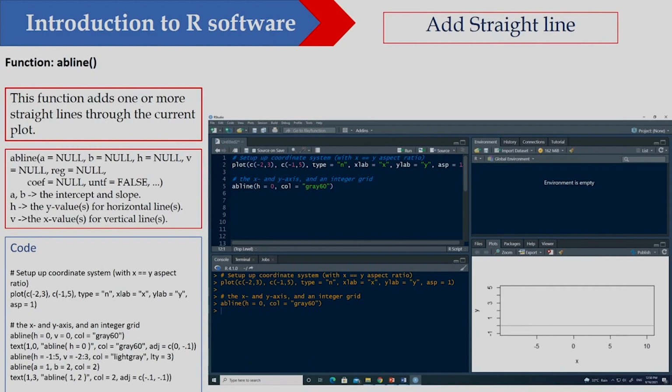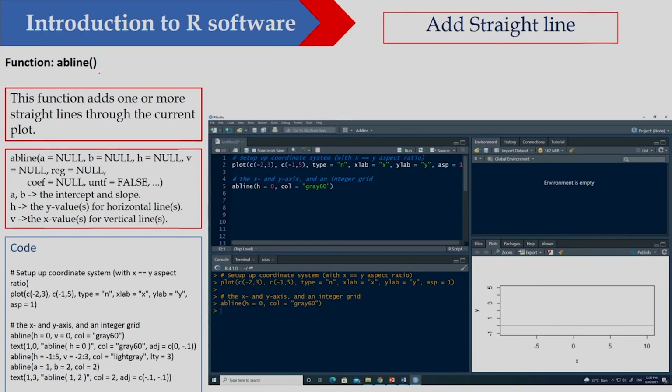In R there is another function called abline. abline is an inbuilt function, and I can use it to draw a particular line. Suppose I would like to draw a horizontal line, a vertical line, or a line y equal to mx plus c. So, if I would like to draw a line, I can use this abline function. Now let us see what purpose I can use it for and how we can use it.